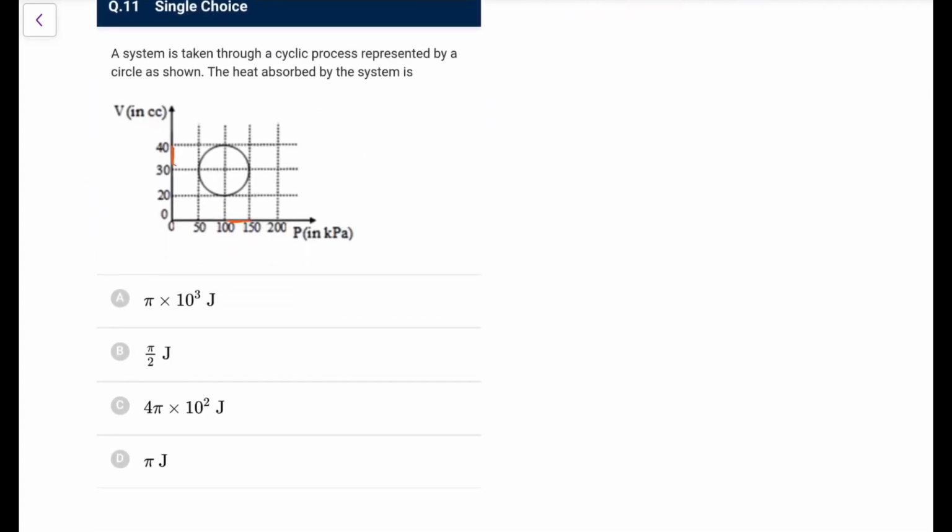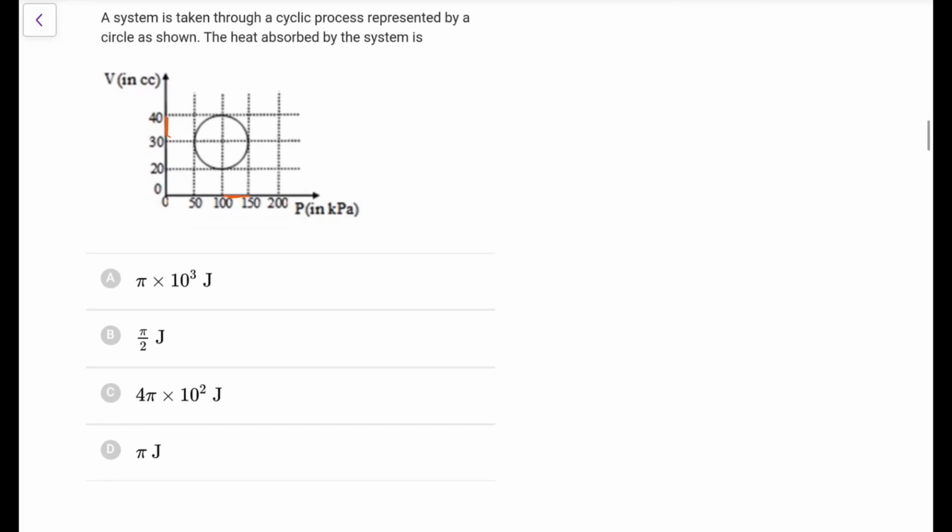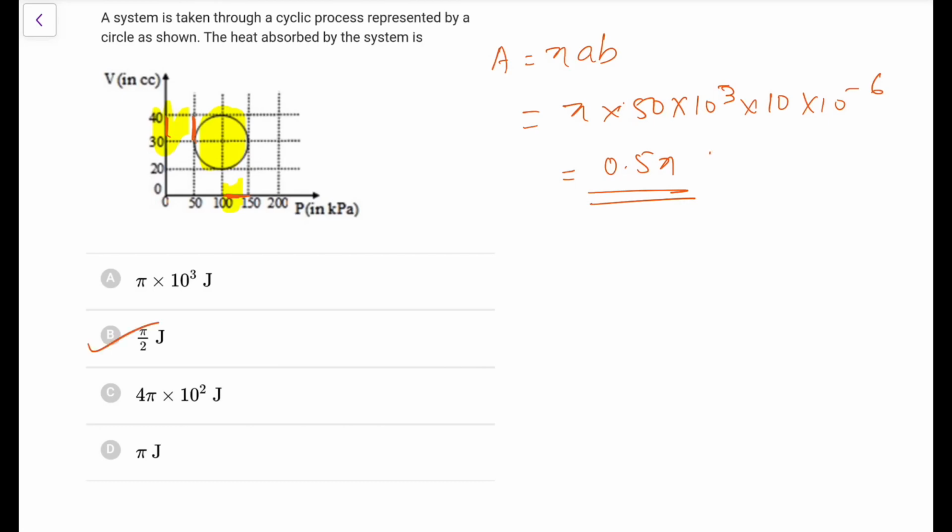Next one. A system is taken through a cyclic process represented by the cycle. The heat absorbed by it should definitely be the net heat absorbed, which would be the area under the curve. I treat it as an ellipse, so the area is pi AB. A is 50 into 10 to the power 3, and B is 10 into 10 to the power minus 6. So that is 0.5 pi, meaning pi by 2 joules. I should go for option B for sure.